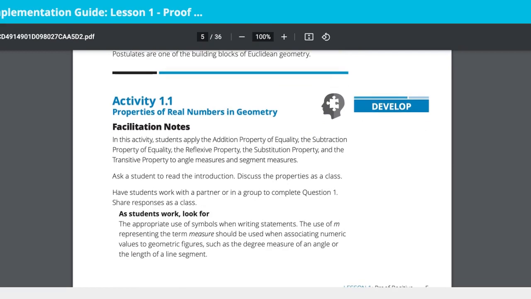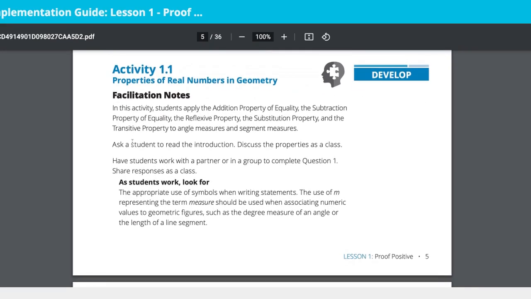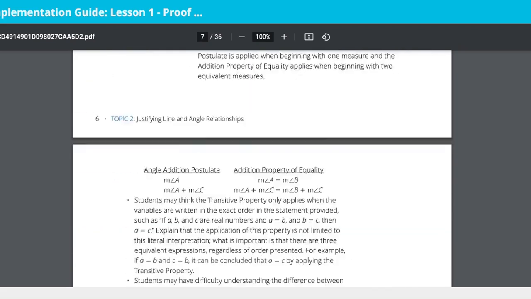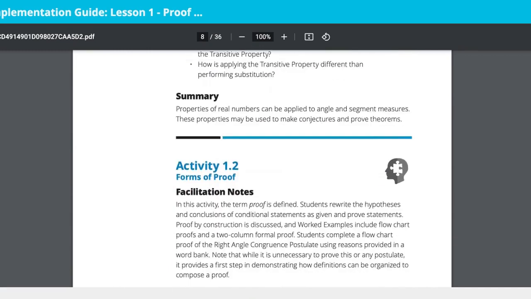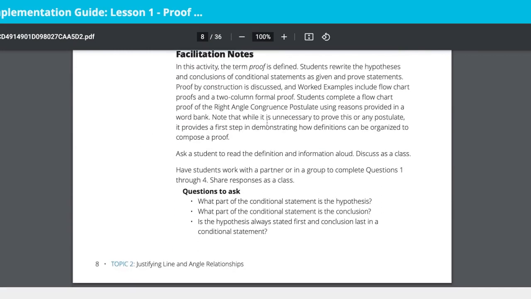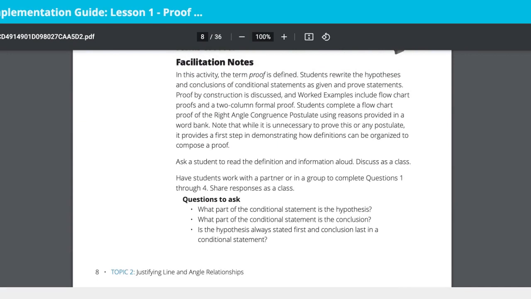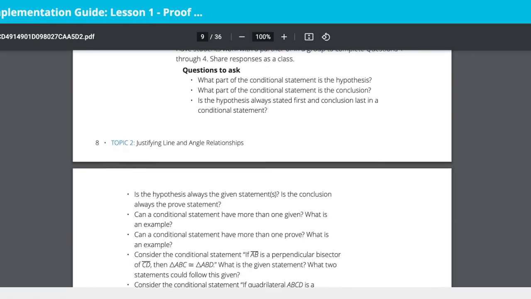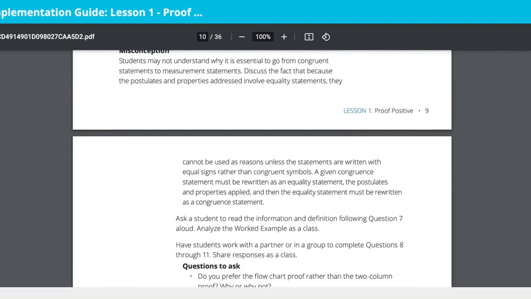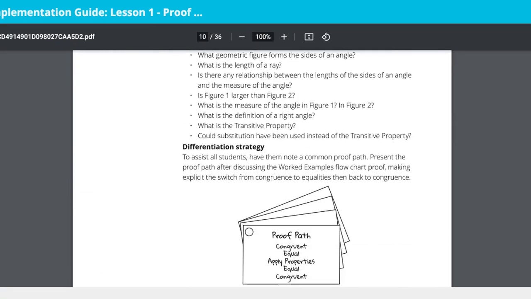These are listed by activities. Okay, so you have activity 1.1 in lesson 1, same thing. Or if you go with activity 2 from lesson 1, which would be 1.2, you still have the same formality. You have your facilitation notes, questions to ask, and then misconceptions, and then questions to ask again. So you have all of those things that are listed for each of those activities.